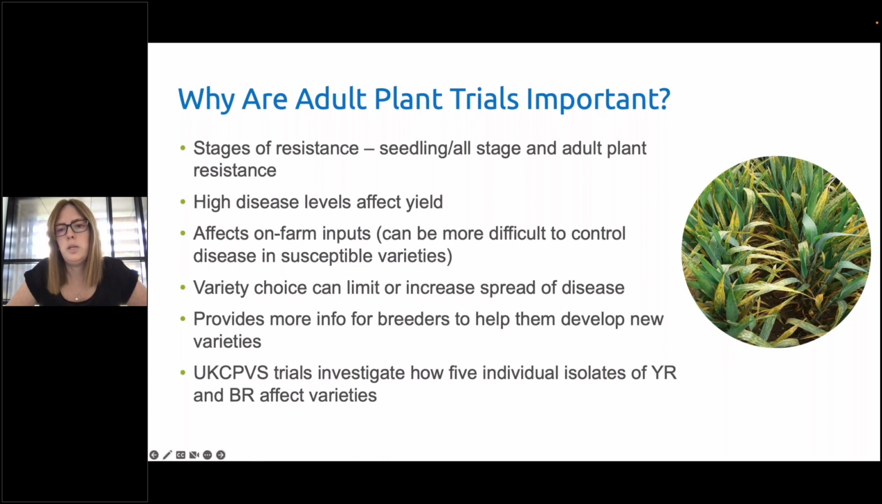AHDB run inoculated trials as part of the RL using a mix of isolates, but what's different about UKCPVS is we look at how these individual 5 isolates of yellow rust and brown rust affect varieties.